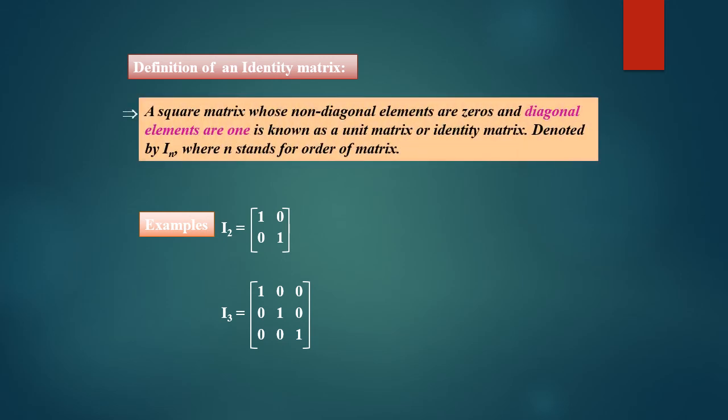A square matrix whose non-diagonal elements are zeros and diagonal elements are 1 is known as a unit matrix or identity matrix. The identity matrix is always denoted by In, where n stands for the order of the matrix. So if the order is 2 cross 2, we denote it as I2, and if the order is 3 cross 3, we denote it as I3.